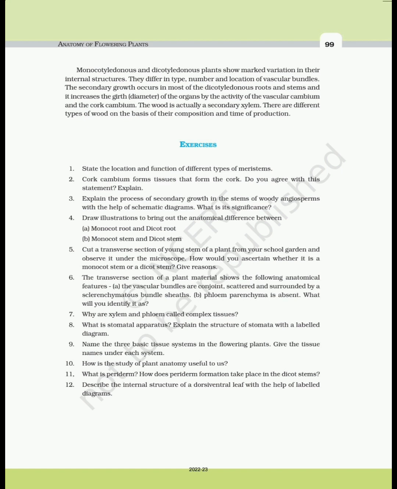Monocotyledonous and dicotyledonous plants show marked variation in their internal structures. They differ in type, number and location of vascular bundles. The secondary growth occurs in most of the dicotyledonous roots and stems, and it increases the girth diameter of the organs by the activity of the vascular cambium and the cork cambium. The wood is actually a secondary xylem. There are different types of wood on the basis of their composition and time of production.